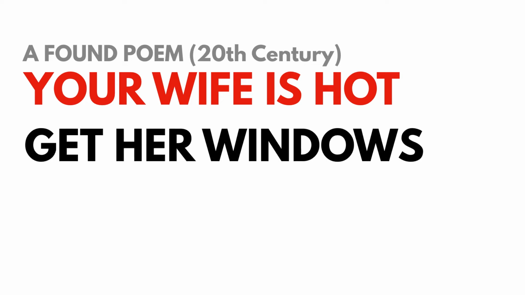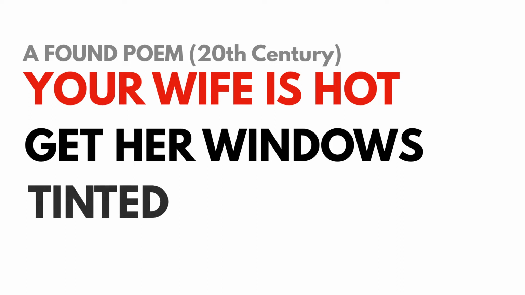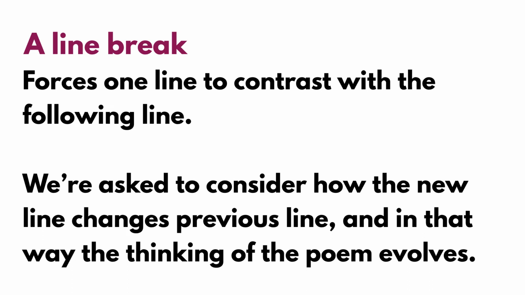And then we read, get her windows. And it's interesting because it sits in contrast to that line. And once, we imagine that your wife is hot, and obviously hot can mean multiple things. And so when it says get her windows, it's a kind of joke, like your wife is very hot in terms of temperature, and so get her a window, as in open a window to cool her off. Tinted. So a line break forces one line to contrast with the following line. And we're asked to consider how one line changes the previous line, and the way of thinking of the poem evolves across that change.